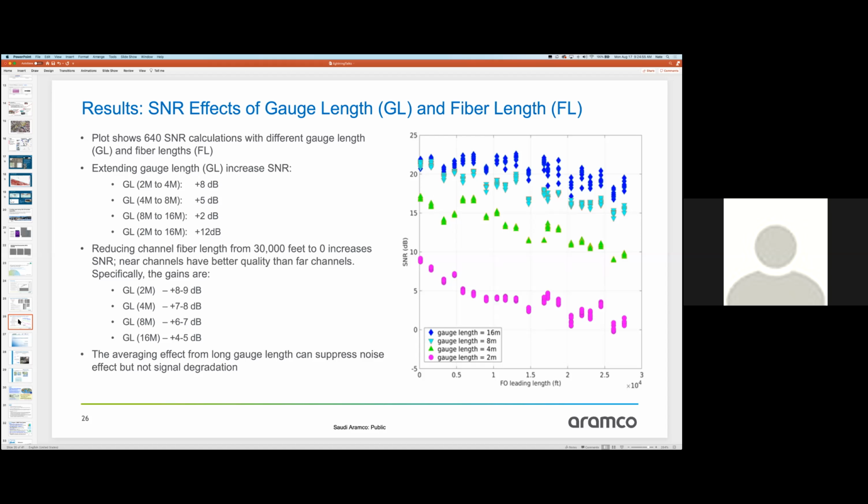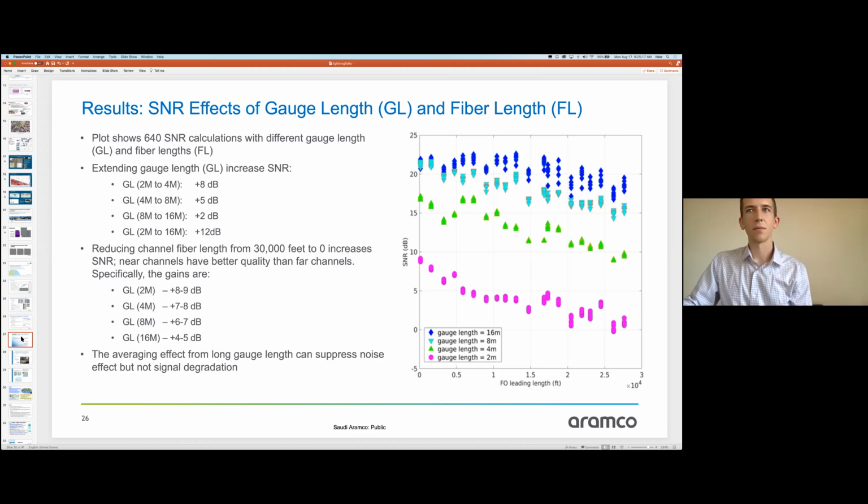in 2017. The second is the signal-noise ratio will increase significantly as the channel fiber length decreases, giving about 6 to 9 decibels difference. So near channels have better quality than far channels. The long gauge lengths can average out noise, but are probably not that helpful in addressing signal degradation. Thank you.